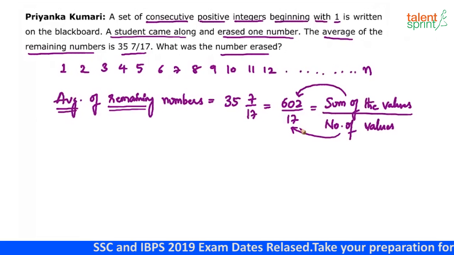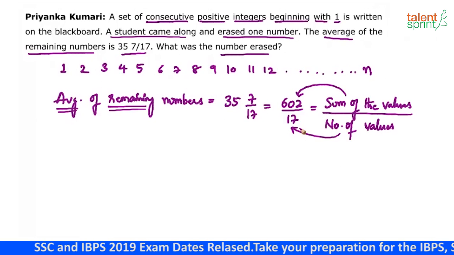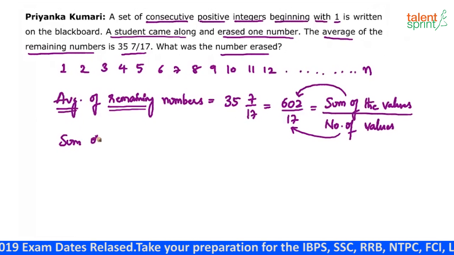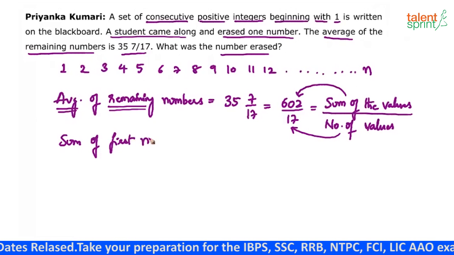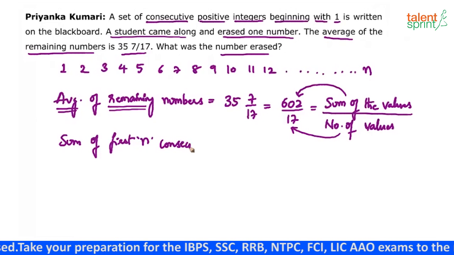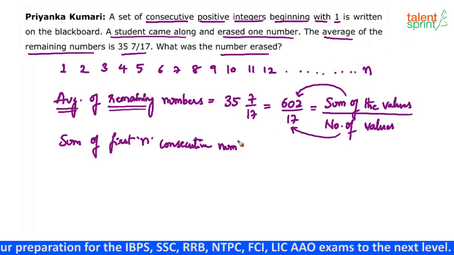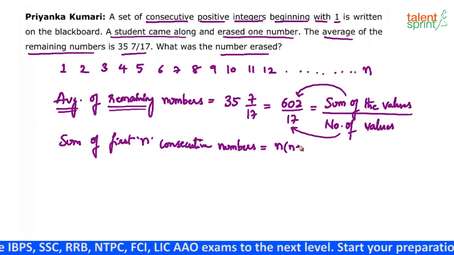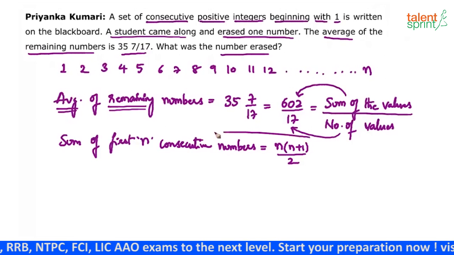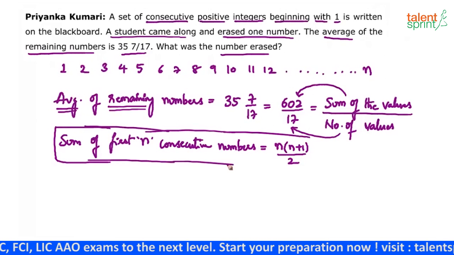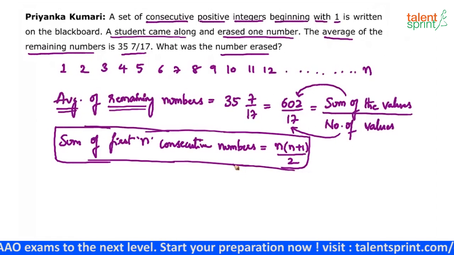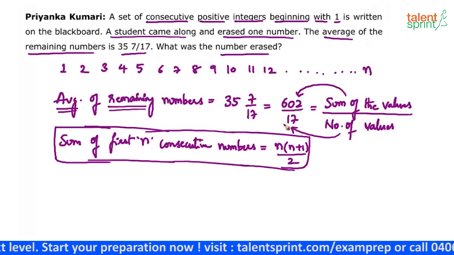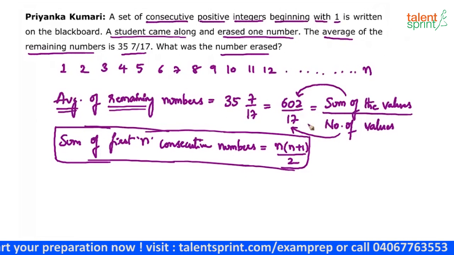And what will be the sum of the first 18 numbers? You know the concept of the sum of the first n consecutive numbers. Just for your information, how do we calculate the sum of the first n consecutive numbers? n into n plus 1 by 2. Just remember this point. So, if I assume that it was 602 by 17, there were 17 numbers remaining. That means originally there were 18 numbers.